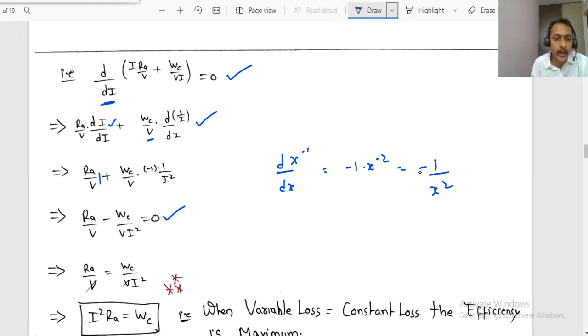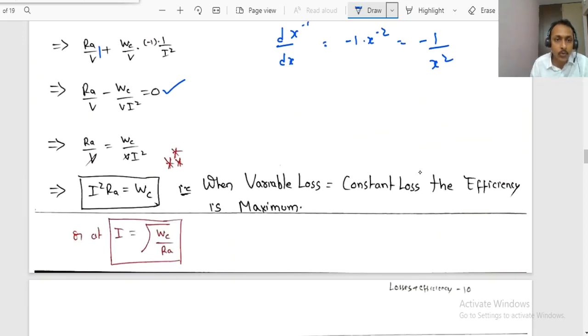RA by V equals omega C by VI square. So if you observe, I square RA equals omega C. Very important. What about I square RA? I square RA is a variable loss. Omega C is a constant loss. So if variable loss is equal to the constant loss, then the efficiency is maximum. Very important. If variable loss is equal to the constant loss, then the efficiency of the machine will be maximum, right? So this is the condition.